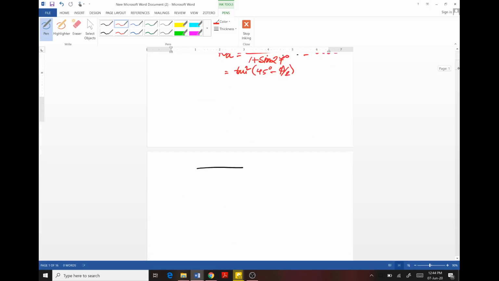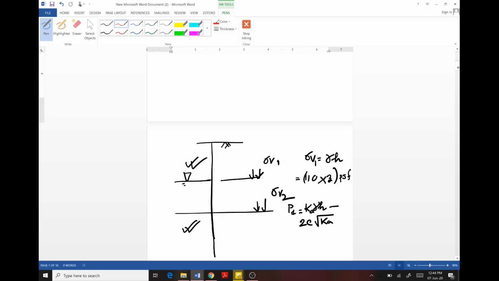Okay, now putting the value of Ka in this equation, we get 0.38 into 110 into 3. Since c equals 0, this term is also 0. So that makes P1 125.4 PSF.